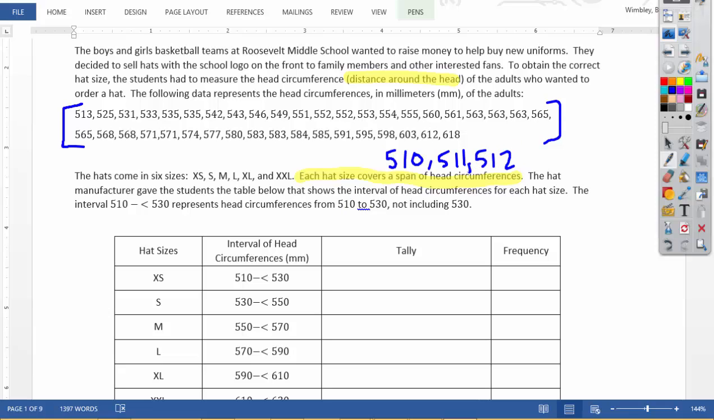The hat manufacturer gave the students the table below to show the interval of head circumferences for each hat size. The interval of 510 to less than 530 represents these circumferences from 510 to 530, not including 530. So this part is important. Notice that this sign right here is a less than. It's not less than or equal to. So if we get a hat size that's 530 exactly, it's going to go to the next one down.